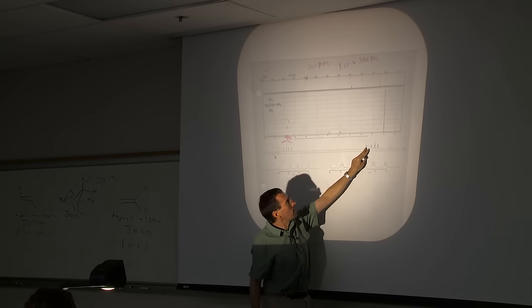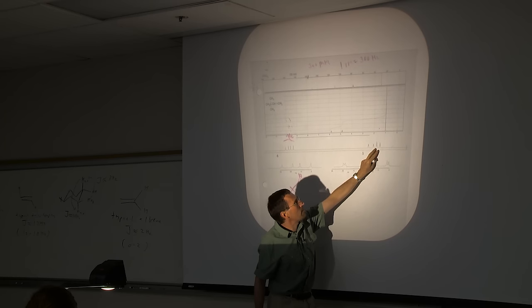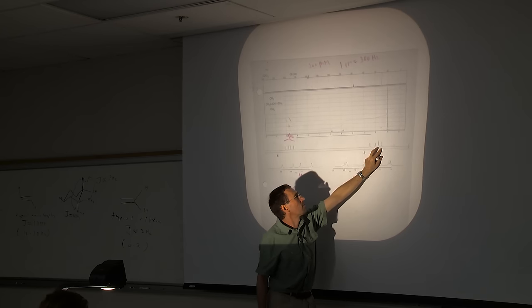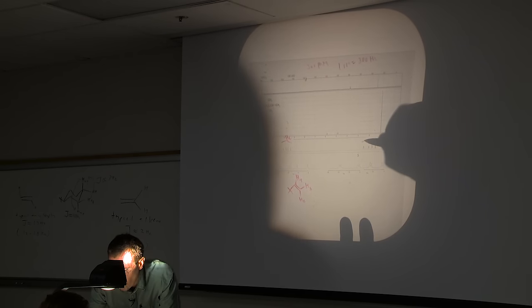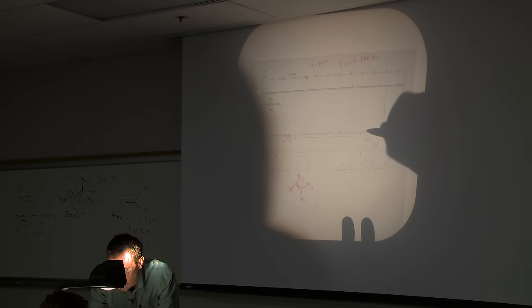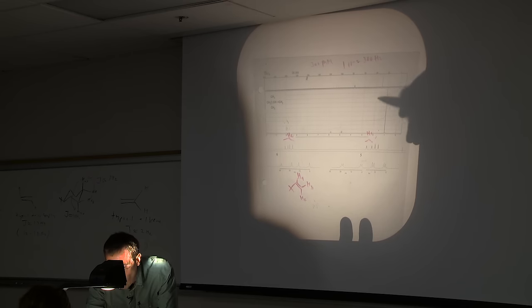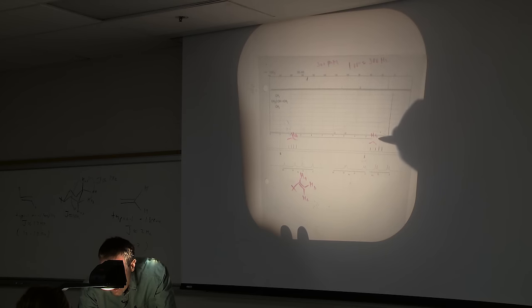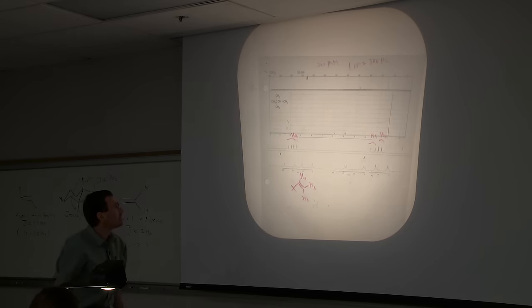And then these two are close to each other, but again, the human mind is very good at recognizing patterns, and you can see one doublet of doublets over here and another doublet of doublets over here. Oh, I'm sorry. This is our HA, and this is our HC, and this is our HB.